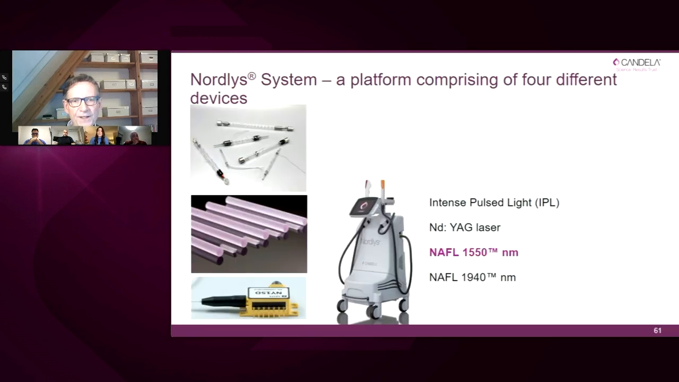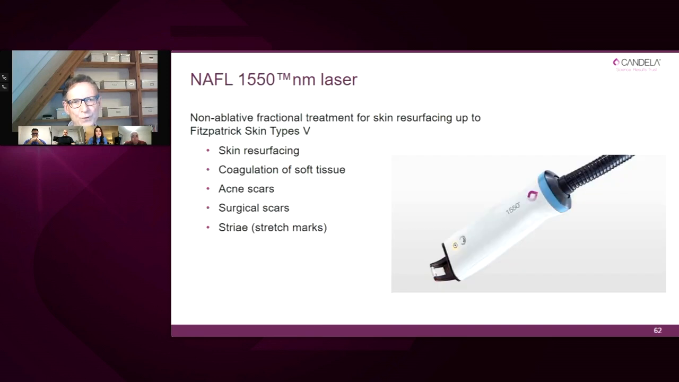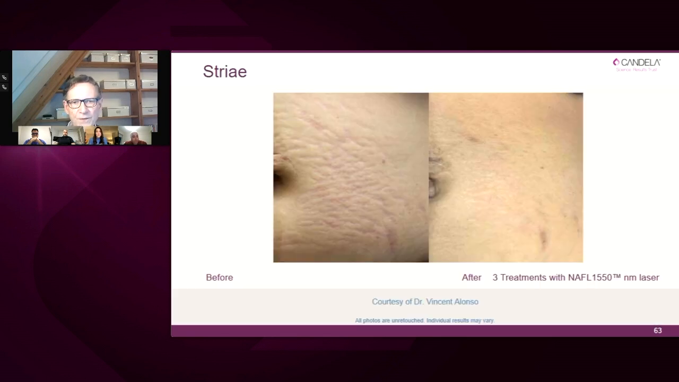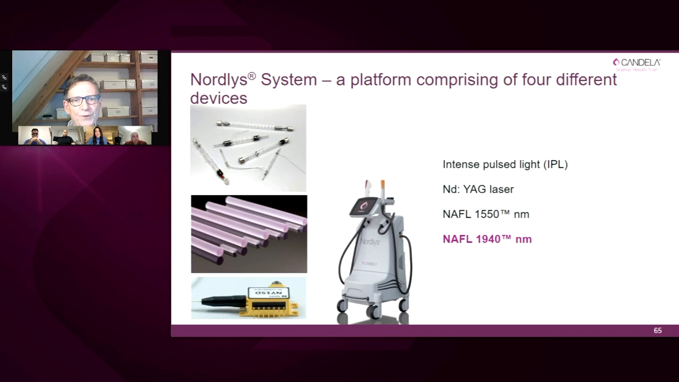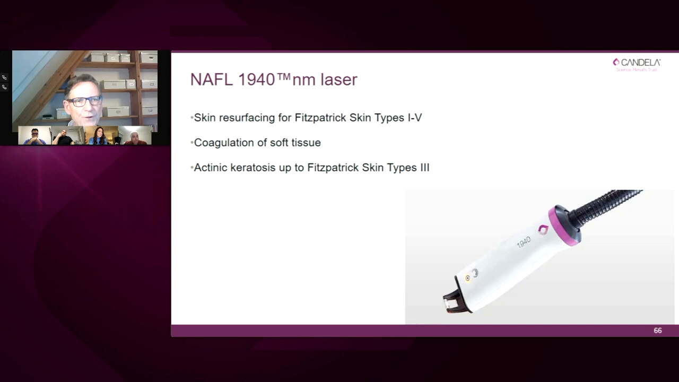And the 1550 nanometer non-ablative fractional laser is mainly used for skin resurfacing, for coagulation of superficial soft tissue, acne scars, surgical scars, and stretch marks. Here you can see the result of 3 treatments with this device. Scar treatment is a fantastic treatment with this device. And for the 1940 nanometer laser, we are using it for skin resurfacing, for coagulation more superficially than the 1550 nanometers. And we can even use it for treatment of actinic keratosis up to skin type 3.